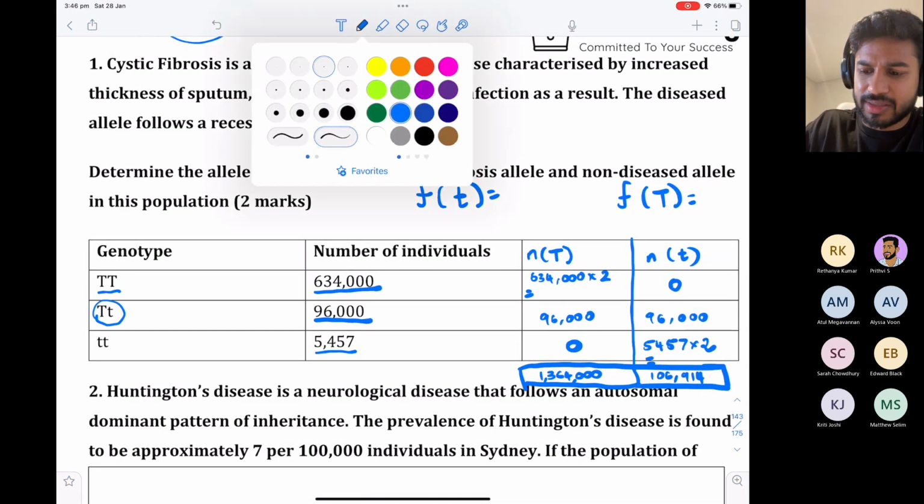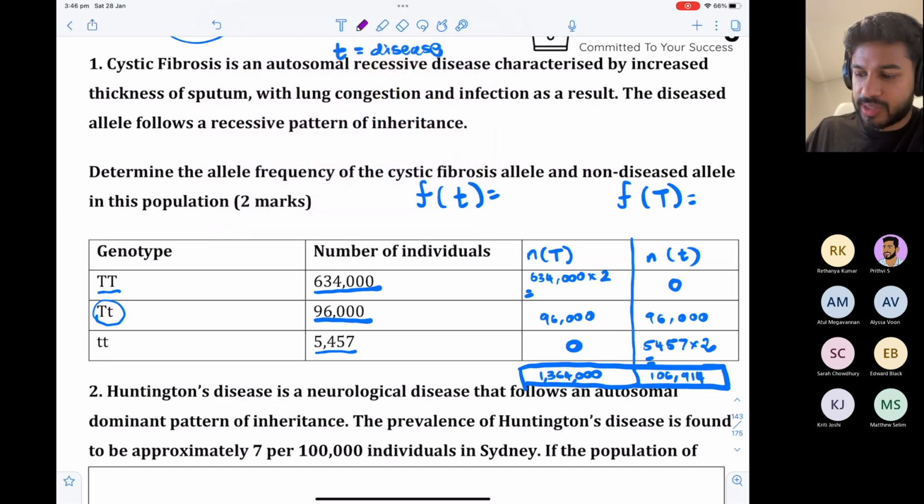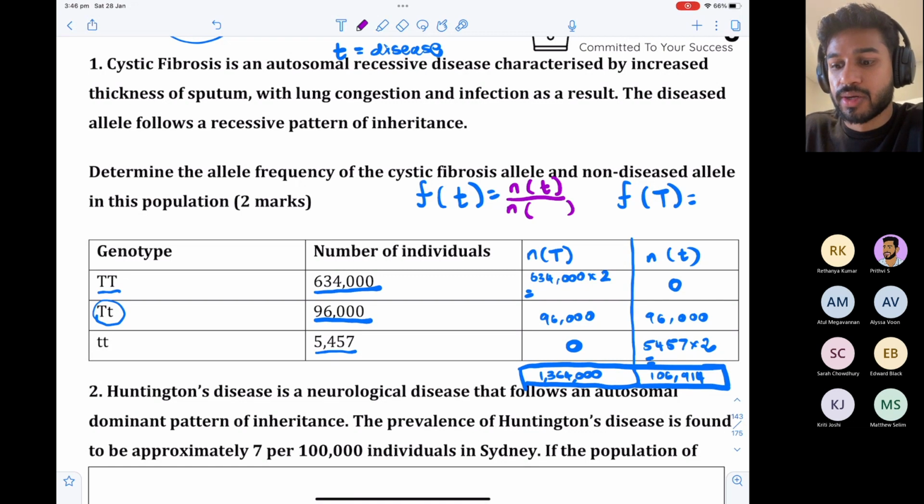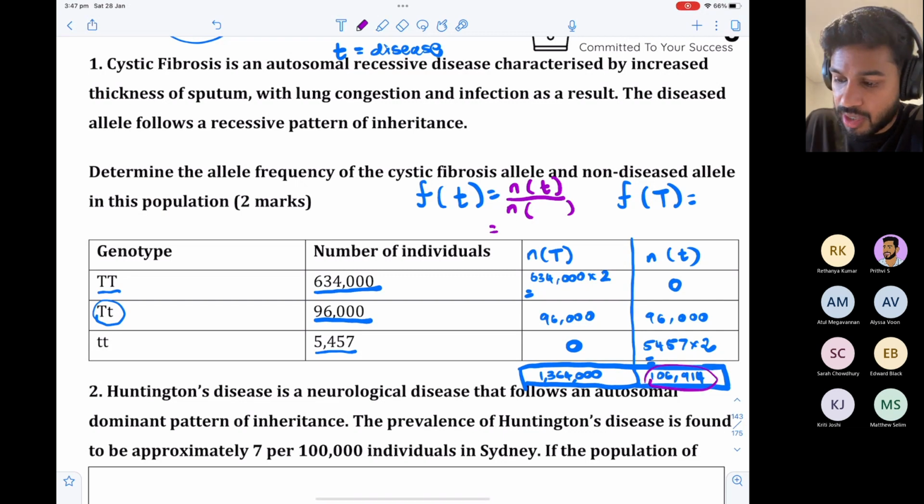Well, how many times does big T appear? Well, let's answer the first one. What's the frequency of little t? The frequency of little t is equal to the number of times little t appears over the number of times all letters appear, right? So the number of times little t appears is, as Ed mentioned, 106,914.